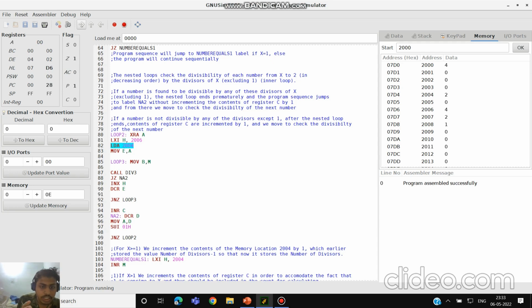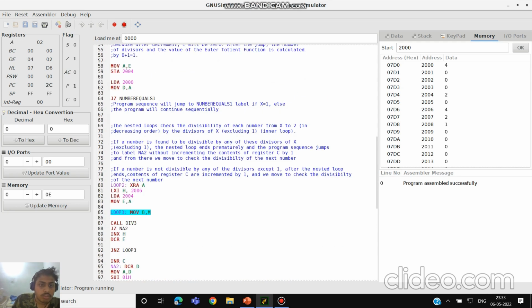With E decremented by 1, it would only consider the divisors up to 2 in this case. So this is why E is also being used as a counter here. And because E is being used as a counter, it has to be refreshed after every inner loop. So that's why we again move A to E after loading the accumulator with the 2004 memory location, which is holding the value 2. So now we move M to B.